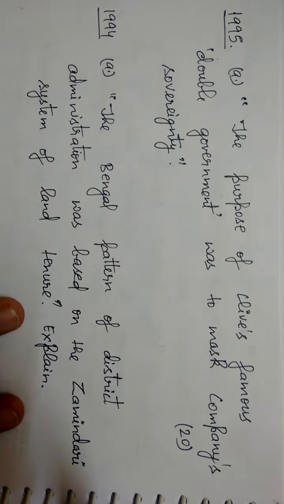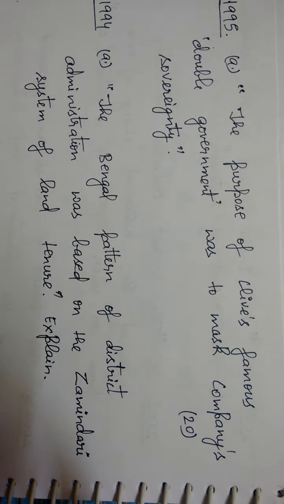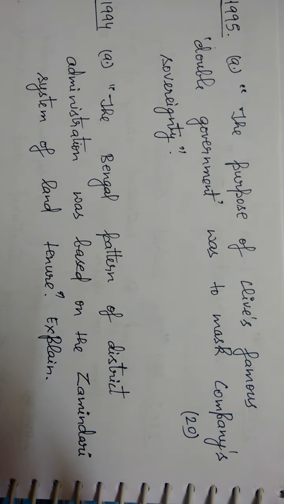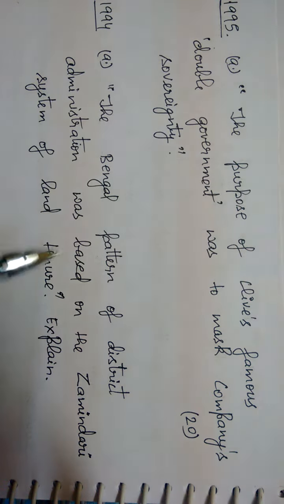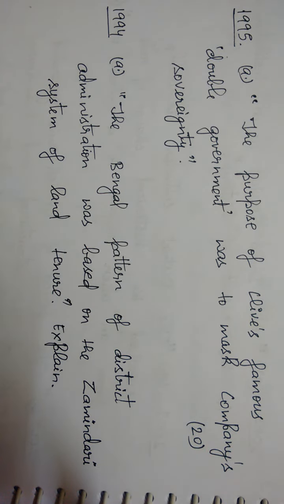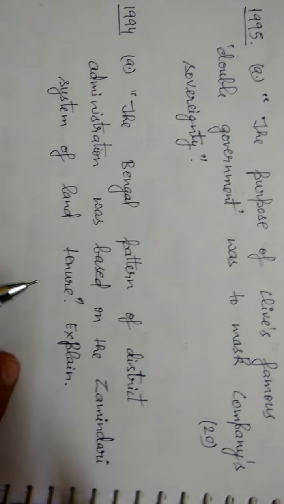And then in 1995 this question came that the purpose of Clive's famous double government was to mask the company's sovereignty. So you should know that after 1765 the East India Company got Diwani rights over the whole of Bengal, Bihar and Orissa, which is a very big area, but still the ruler was the Nawab, who was appointed by the Mughal kingdom or had relations with the British. It is a complicated history, but there was double government: the Diwani power, that is the revenue collection power, was with the British, but the administrative power was with the Nawab, and the Nawab was not able to fulfill his administrative roles because the main control was with the British. So you should know about history in order to write this question. This is a very tricky question.